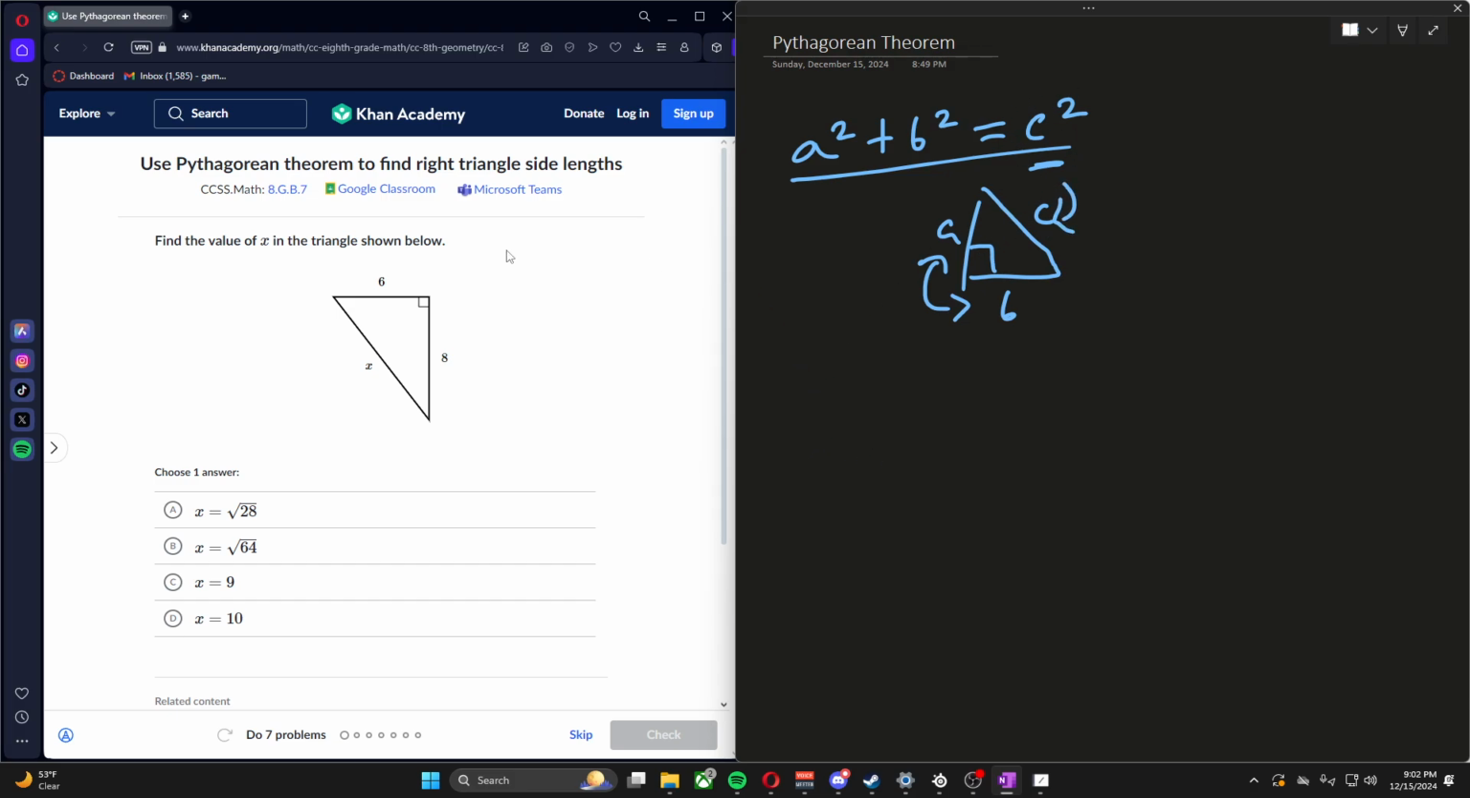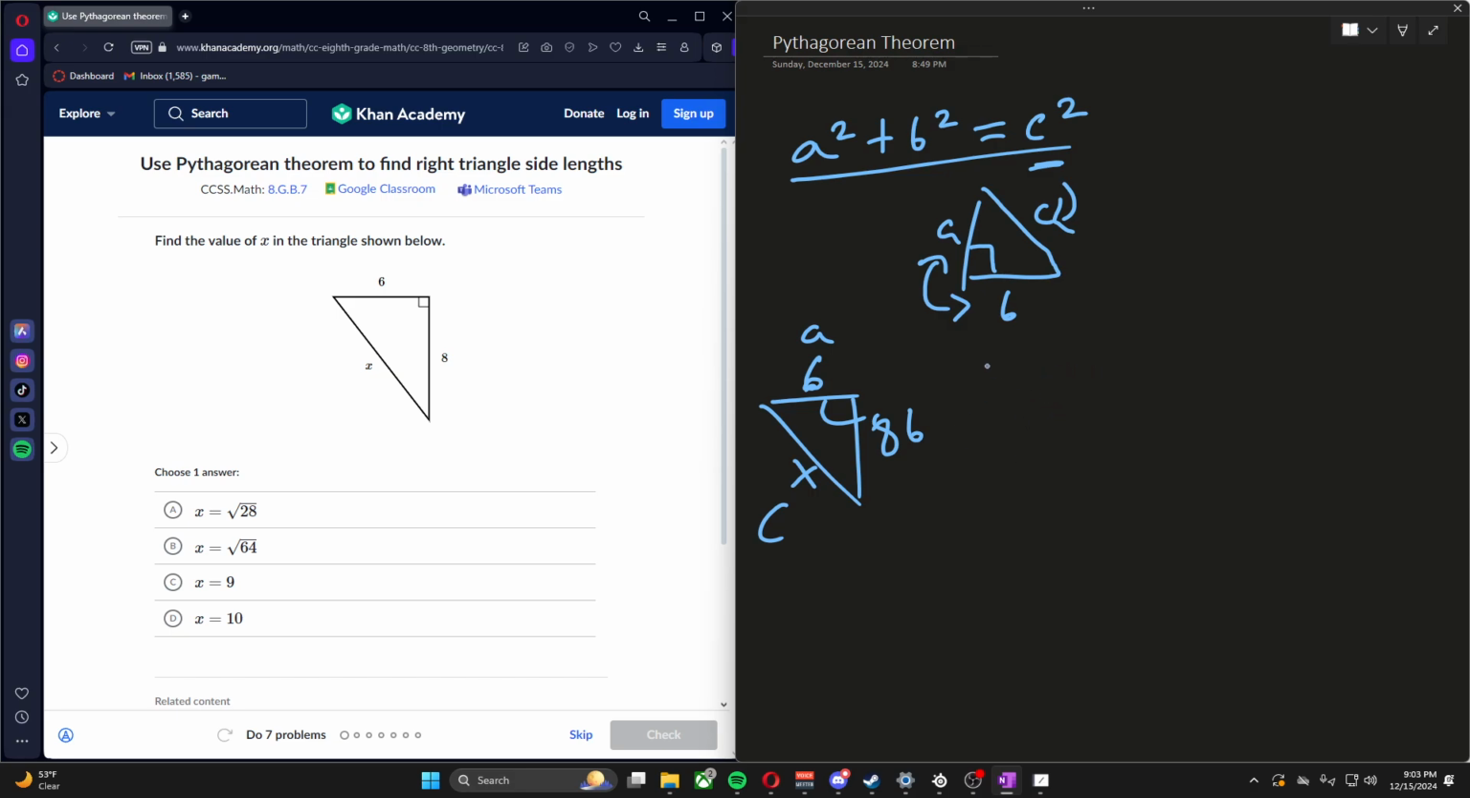With that being said, we can take this problem over here, which is find the value of x in the triangle shown below. We have 6, 8, and x. So in this case, we can make a little duplicate over here. So we have 6, 8, and x. This can be our A, this can be our B, and our hypotenuse is always C.